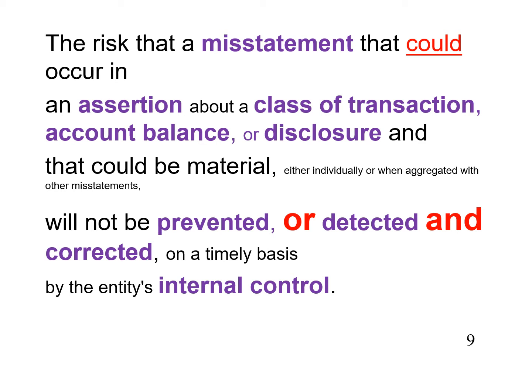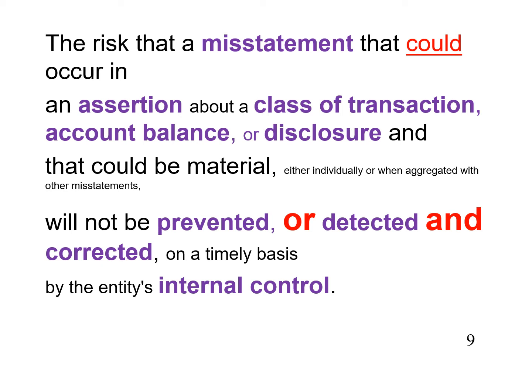The risk that a misstatement could occur, you can put the risk that a material misstatement could occur, I don't care. Then this thing about assertion, class of transactions, account balance, or disclosure, that's a lot of words, but we know assertions apply to transactions, account balances, and disclosures. So we audit the assertions. There could be a material misstatement in an assertion, and then we know that assertions relate to transactions, account balances, or disclosures. Will not be prevented or detected and corrected by the entity's internal control.